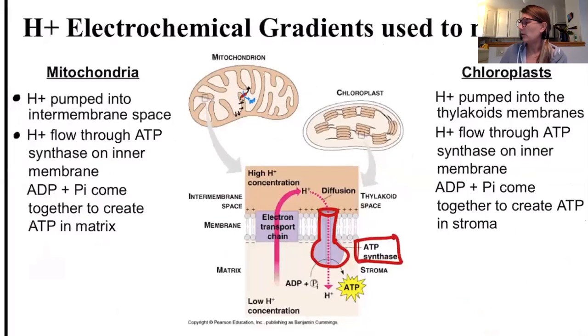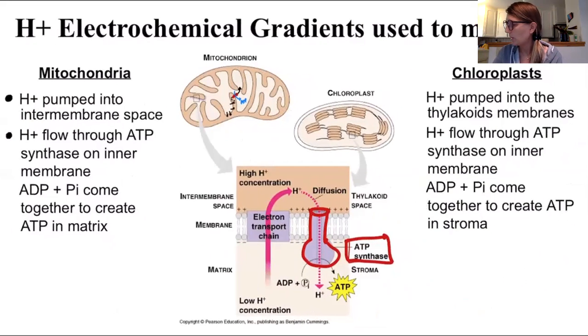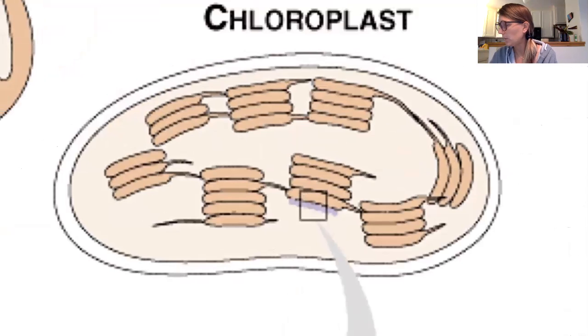So similarly, if we look at chloroplasts, we are going to see that hydrogens are going to be pumped into the thylakoid membranes. That's going to create an electrochemical gradient in the thylakoid membranes. The hydrogens are going to then flow down that concentration gradient through ATP synthase to create ATP. So if we zoom in on a chloroplast here, hydrogens are going to be pumped into thylakoid membranes.